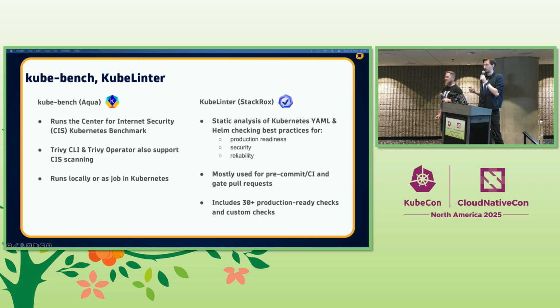Then we have KubeLinter, a slightly different approach. It checks for production readiness of your Kubernetes manifest files and also your Helm charts, so that your application is secure, reliable, things like that. You usually run it as a pre-commit hook, for example, or in your CI pipeline, or even as a quality gate before your pull request is merged and then deployed. And it comes with predefined checks, which is nice, so you don't have to be the security expert because the knowledge is already built in.